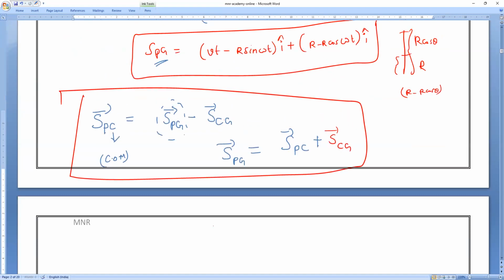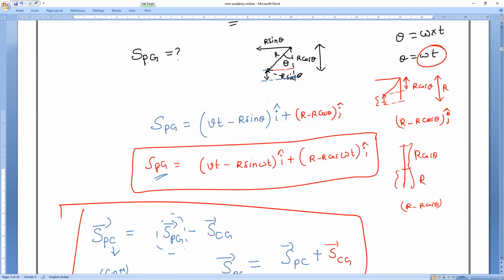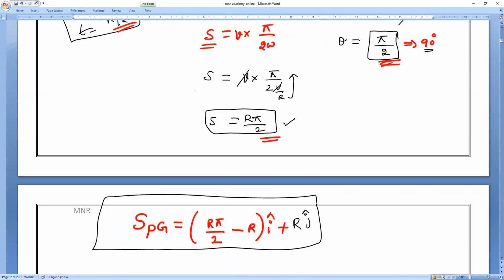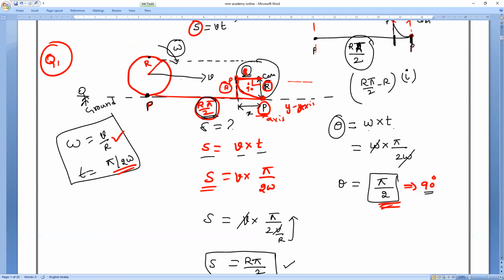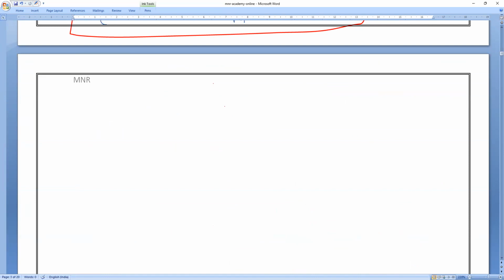Whatever the question they ask, you have to calculate the displacement in such a way. So always in the x-axis and y-axis, anywhere in the motion, rolling motion, anywhere you can calculate the displacement this way only. Okay. Now coming to the velocity.